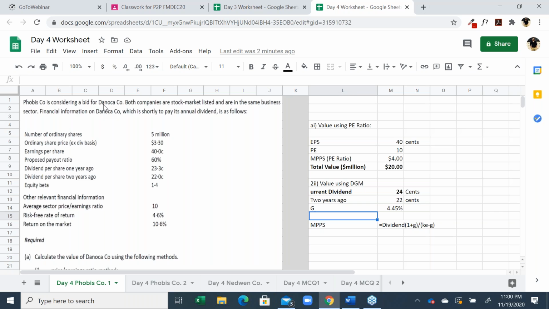It should always be of the target company. So let's calculate the cost of equity of Denoka company. Let me mention it. It's going to be calculated using the CAPM model, right? So the risk-free return is 4.6%, plus the equity beta is 1.4 times the market return of 10.6%, minus the risk-free return, which is 4.6%.